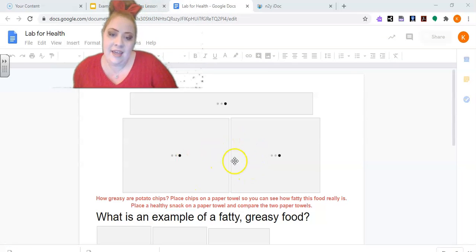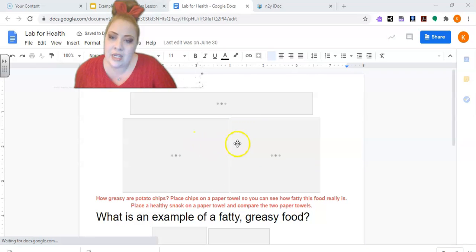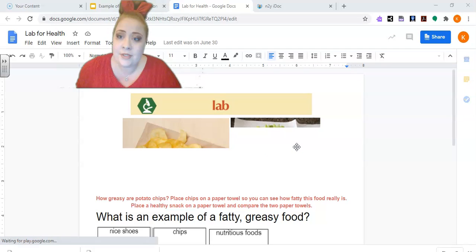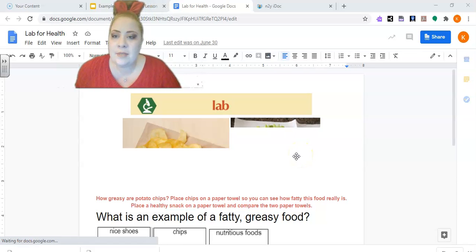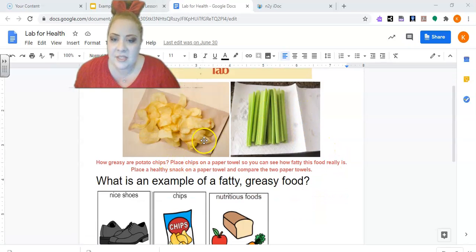I pick an activity that does not have too many directions, right? I'm not going to say get a bag of Dorito chips and one paper towel, place 6 Dorito chips. I just want it to be the spirit of the activity. You can tell by looking at this picture, we're trying to figure out how greasy potato chips are compared to vegetables. We want to see grease on a paper towel. We want to see that these aren't greasy. You see that. It's self-explanatory. All my labs are very simple like that.